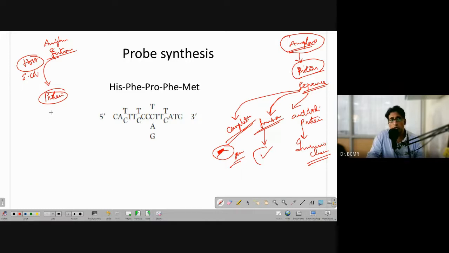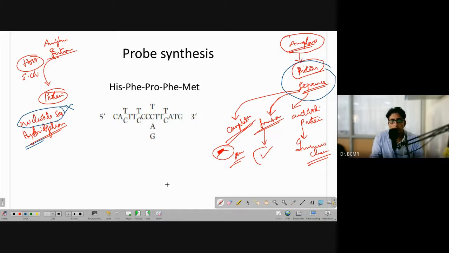We will have to go with the nucleotide sequence, like the hybridization techniques. It's good to go with the hybridization technique, but we have a problem. We know the protein sequence, but we don't know the nucleotide sequence. For hybridization, to design a probe, we need the sequence.